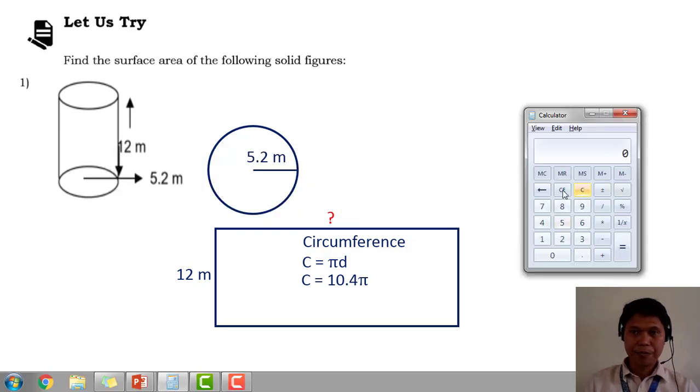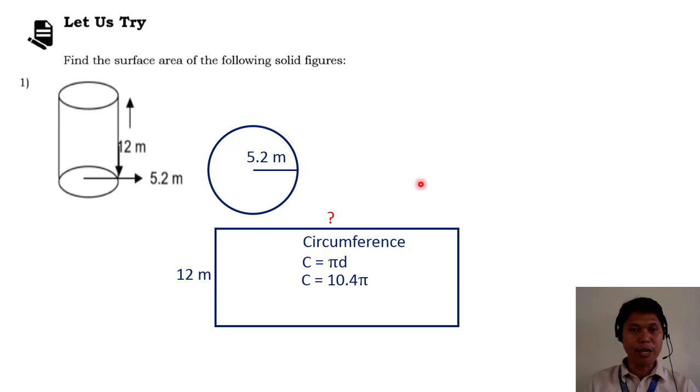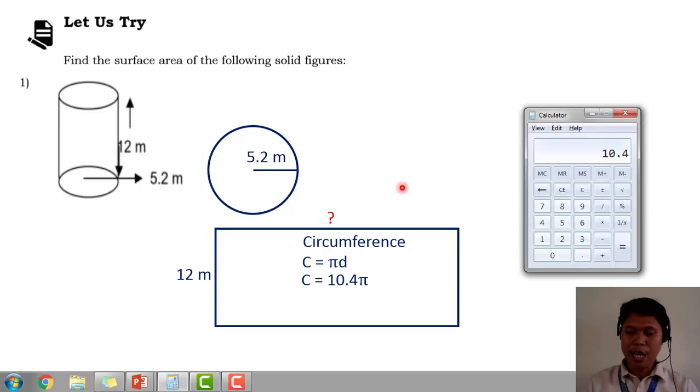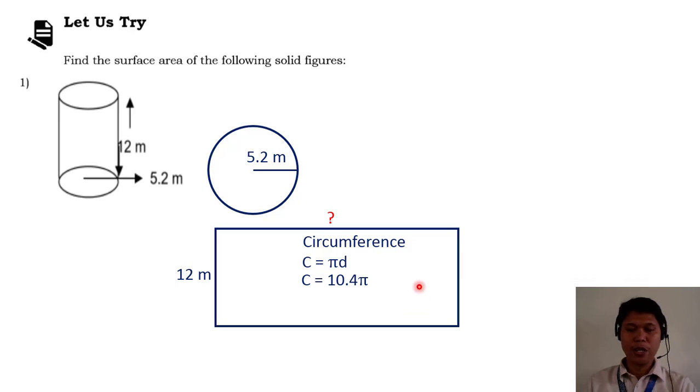So we have 5.2 times 2. That is 10.4. So 10.4 times pi, so we're going to use times 3.14, which is equal to 32.65, or if we round off, it is 32.66. So that's our length for this parallelogram or this rectangle. So we have now the length and we have the width and we have also the radius.